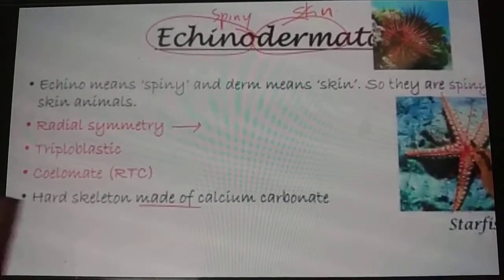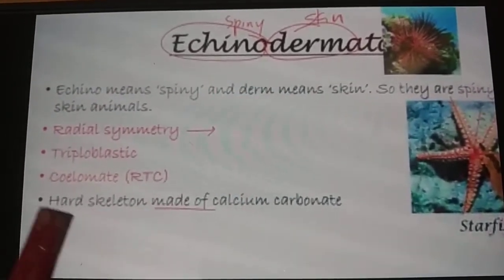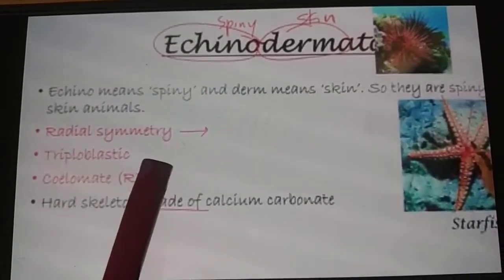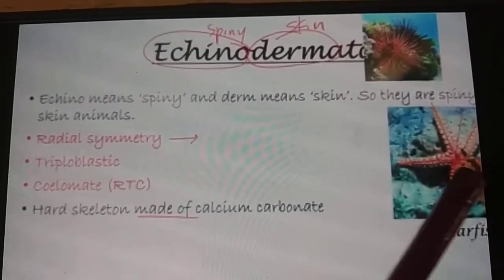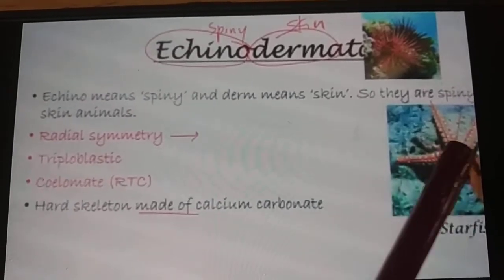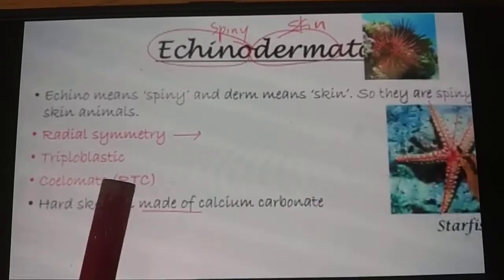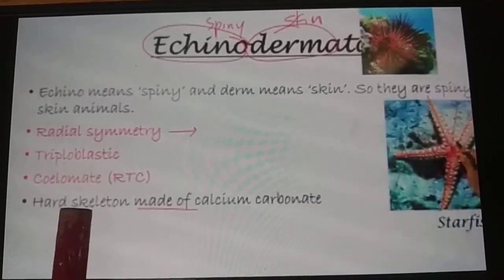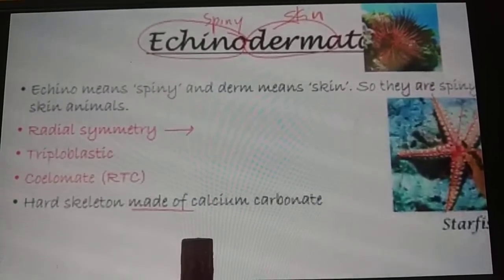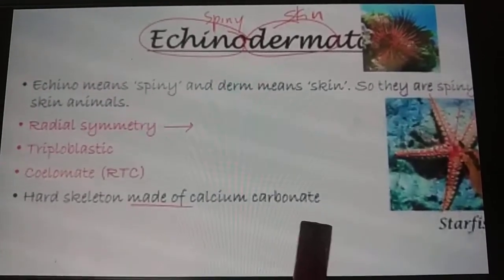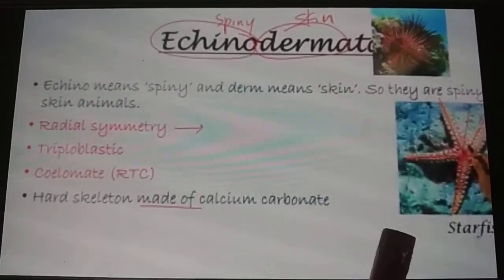Now here we can see what it is again. In this, don't write BTC. It is RTC, radial symmetry. As I told you before, the starfish has many symmetrical parts, that is five, you can see here. So it is known as radial symmetry. Triploblastic, three-layer germ. Then coelomate, which has a body cavity. Hard skeleton made up of calcium carbonate. What is it made up of? Calcium carbonate. The skeleton is very hard.